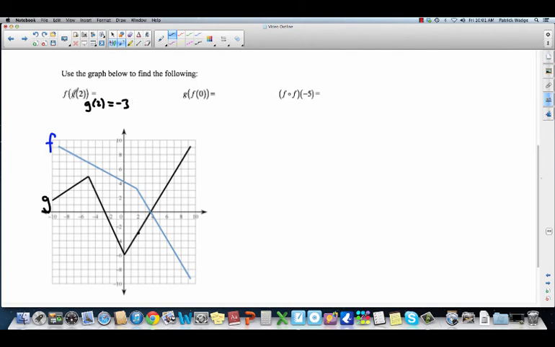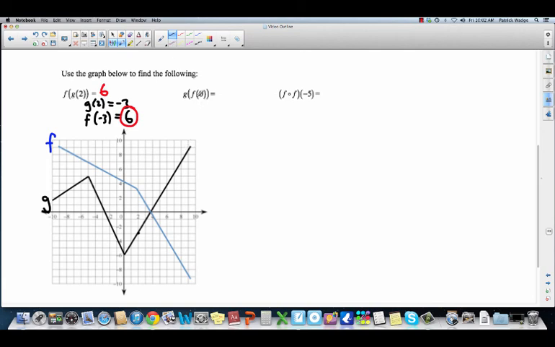Now we want to know what f of g of 2 is. In other words, this output value here becomes the input of f. So we want to know what's f of -3. For an x value or an input value of -3, 1, 2, 3, what's the output value? But this time we're looking at the f function, the blue one. So when x is -3, the y value is basically 6. So our answer in this case is 6. f of g of 2 equals 6.